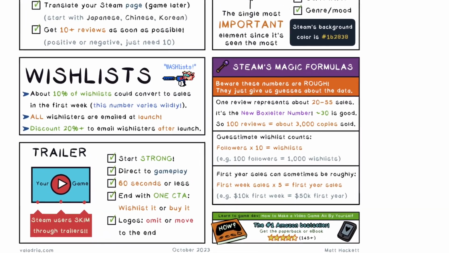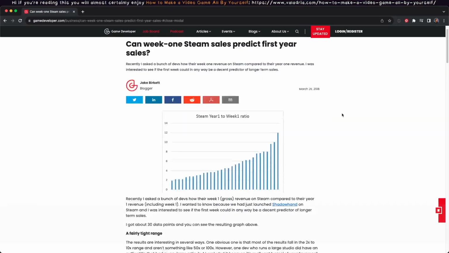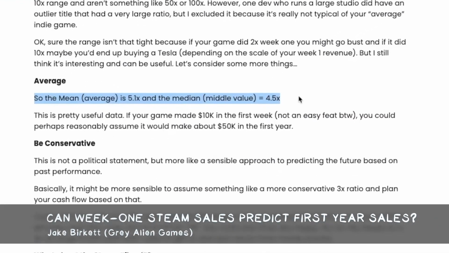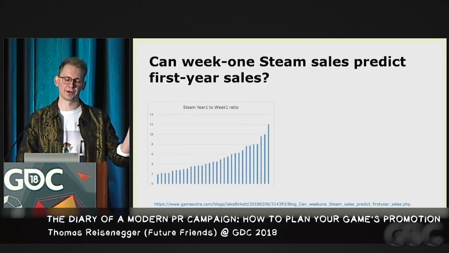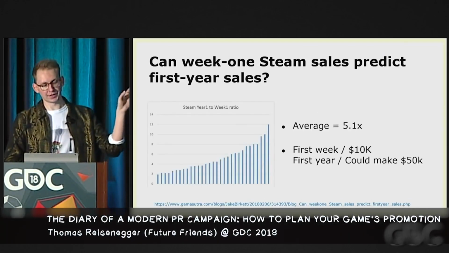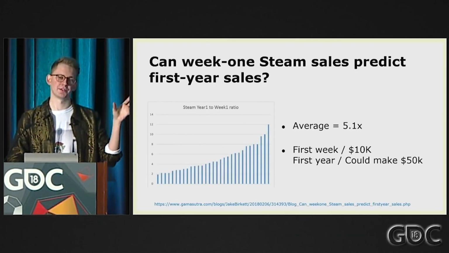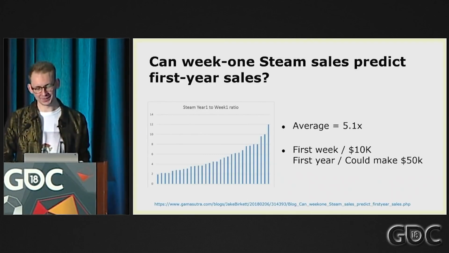Once we have about 1 week worth of sales data, we can use that to guesstimate how much a game will earn in its first year. This one's also a simple formula. First week sales times 5 equals first year sales. So if a game sells 10k in its first week, its first year could be around 50k. Whatever you're going to sell in week 1, if you multiply that by 5, this is what you're going to sell in the first year. Obviously not super accurate, but quite accurate.